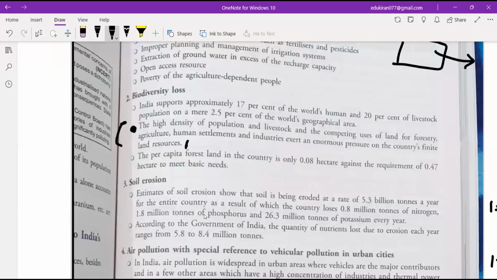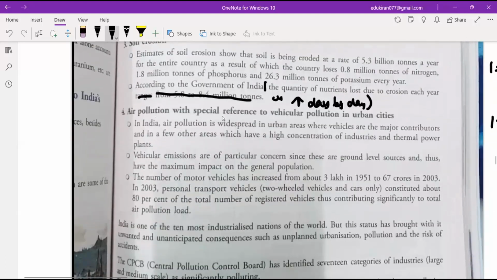Soil erosion is basically that the quantity of nutrients lost due to erosion each year is increasing day by day. Clear? So you will write this only: the quantity of nutrients lost due to erosion each year is increasing day by day. Clear? For soil erosion.